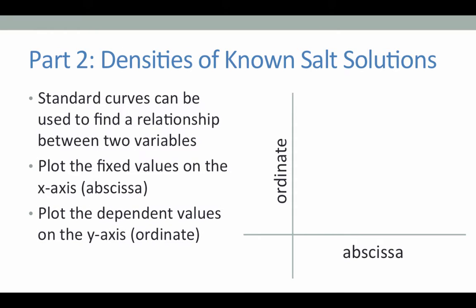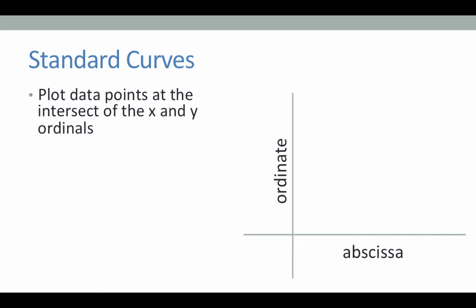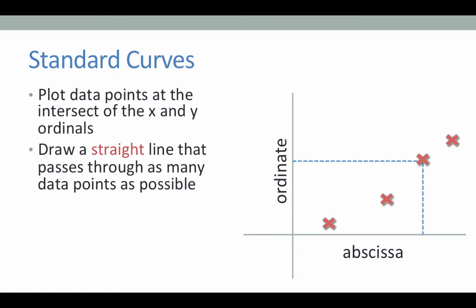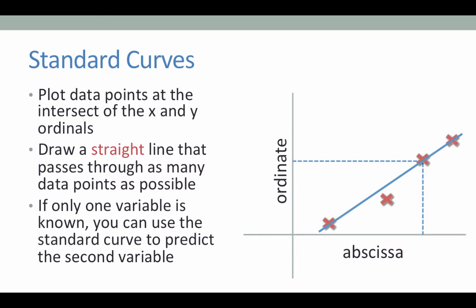Values that come from our measurements are dependent values, as they depend on the fixed value on the abscissa, and these values are plotted on the y-axis, or ordinate. By plotting the data points at the x and y ordinals, we can see a trend appear between the different data points. We then draw a straight line through the data points so that it touches as many points as possible to reveal the trend. This way, if we have one variable that is known, we can use our standard curve to predict the second variable.